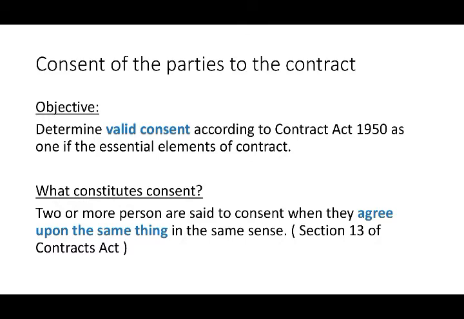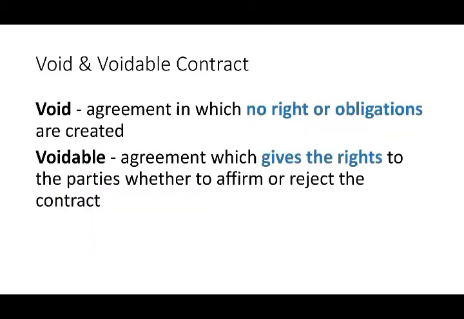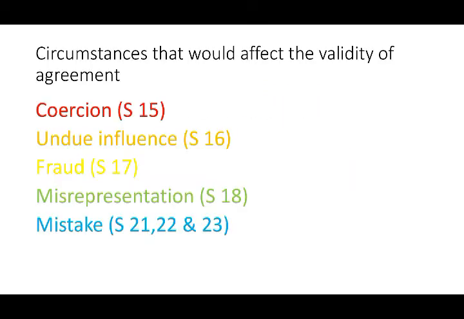What constitutes consent? Two or more persons are said to consent when they agree upon the same thing in the same sense. Void is an agreement in which no rights or obligations are created. Voidable is an agreement which gives the parties the right to affirm or reject the contract. The circumstances that will affect the validity of an agreement are coercion, undue influence, fraud, misrepresentation, and mistake.